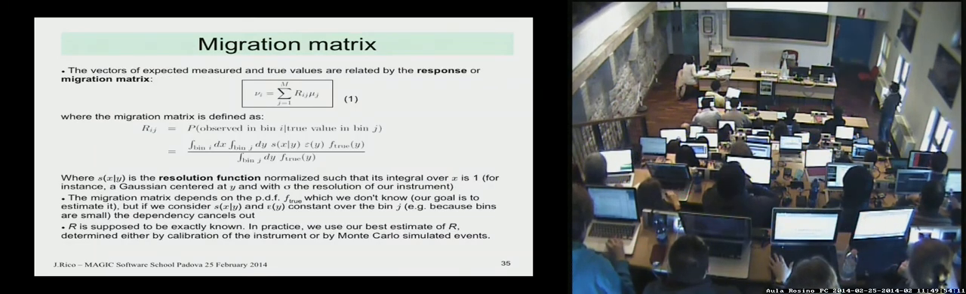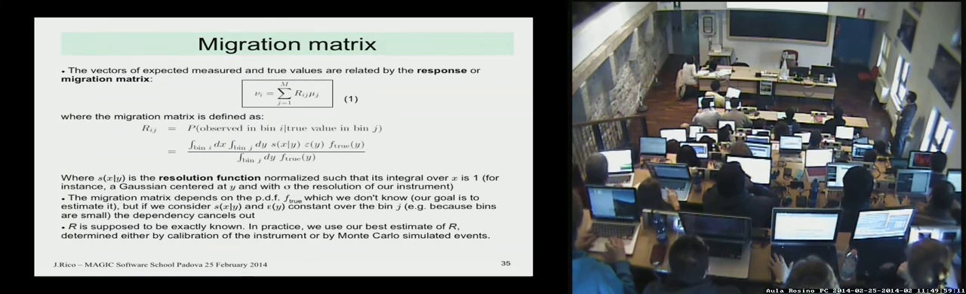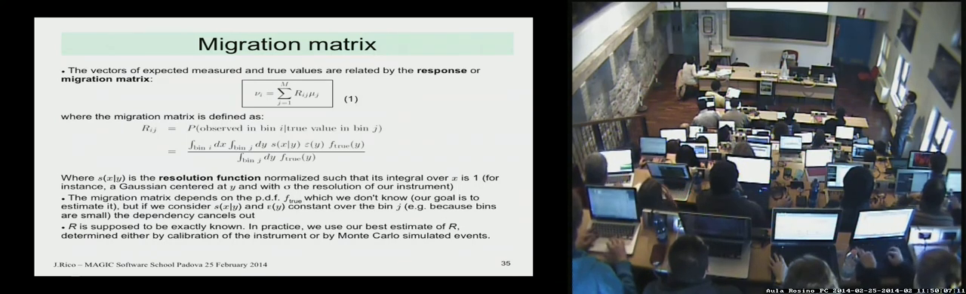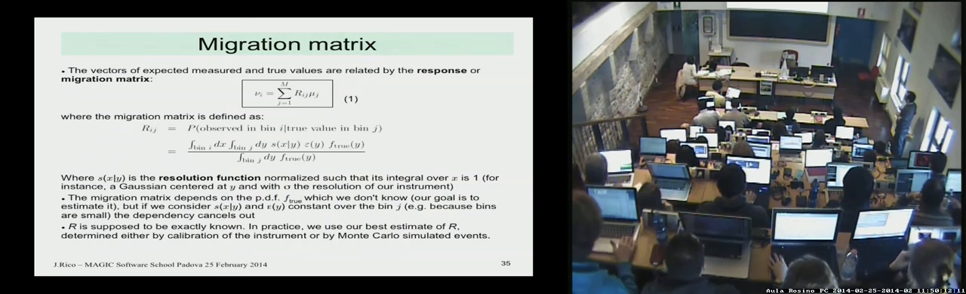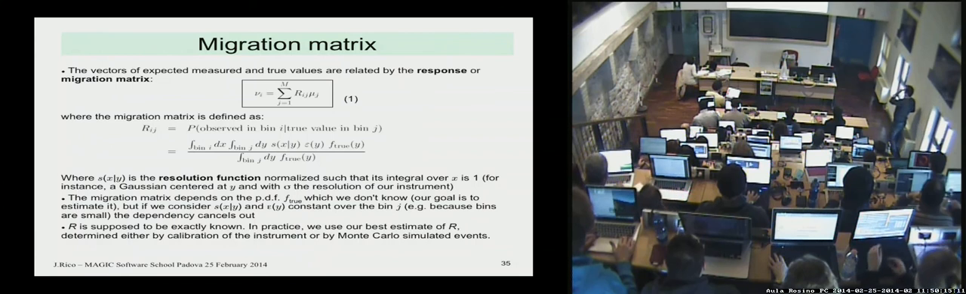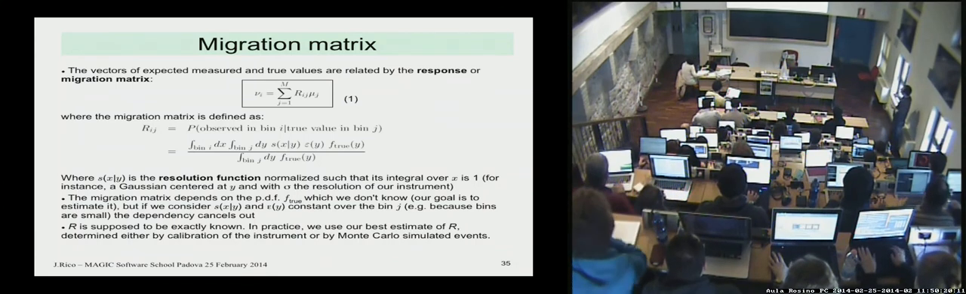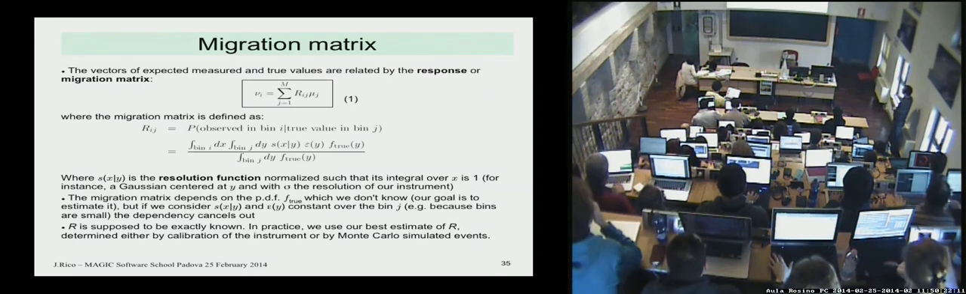Now, migration matrix. The migration matrix relates the expected true values mu with the expected measured values nu. Okay? So this is just the way we compute the expected value of nu, starting from all the values of mu and related by this migration matrix. In this sense, this migration matrix is defined as the probability of observing or measuring an event in bin i when the true value of the variable we are measuring is in bin j. And this is represented by this expression here.